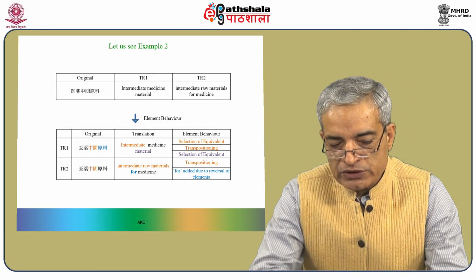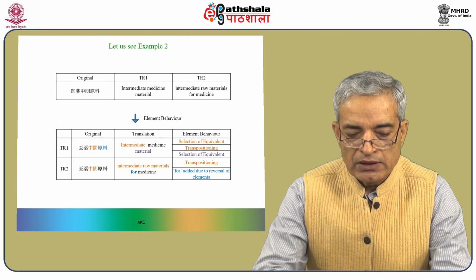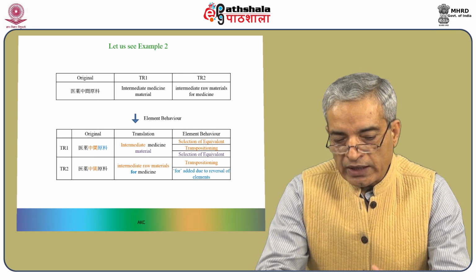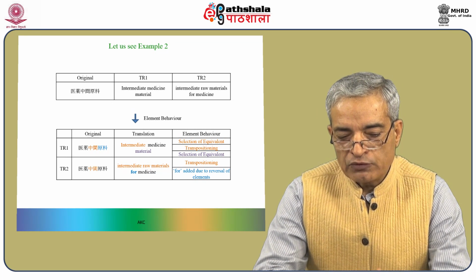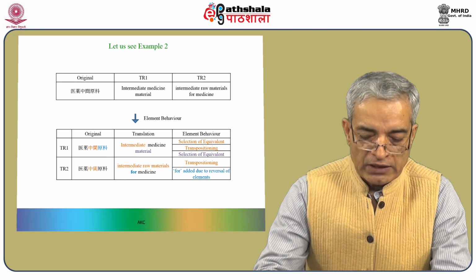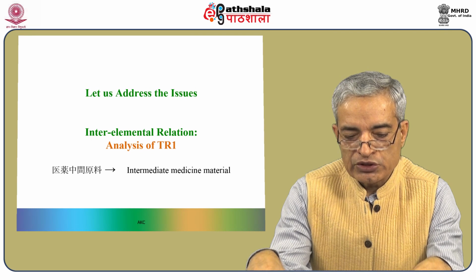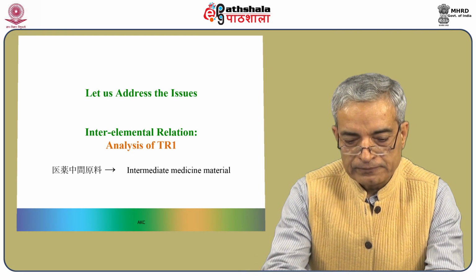If you see, the Iyaku is in the beginning, so Chukan, Genryo is intermediate raw materials, and Iyaku goes at the end, that is medicine, and for comes from outside. So for is added due to the reversal of elements. Let's do inter-elemental relation analysis for translation 1.